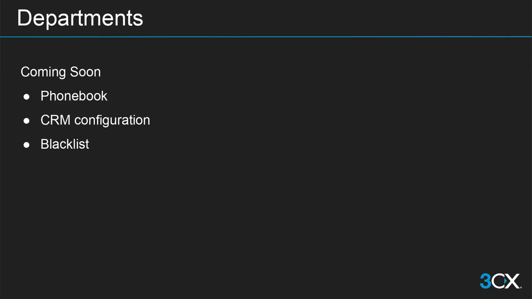We will be migrating the phone book from a global company phone book to an individual department's phone book as well. We will be able to have multiple CRM configurations on the PBX. Rather than having one global CRM configured, you will be able to have one CRM per department. So if your sales team and your technical support team are using two different types of CRM, that won't be a problem. And the blacklist will also be migrated to the departments as well.